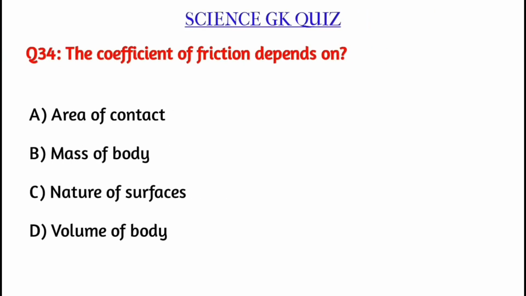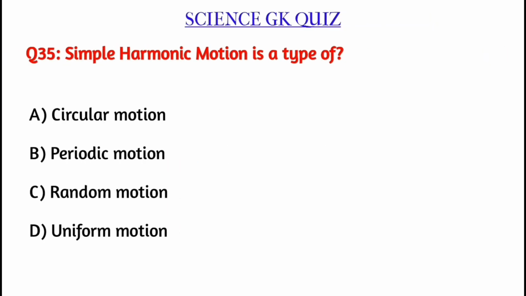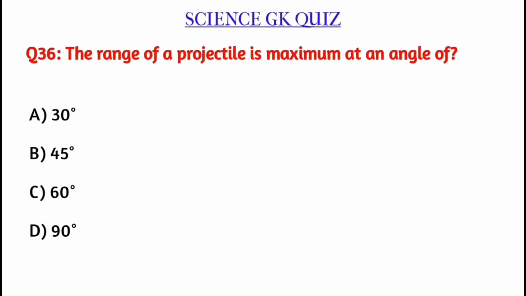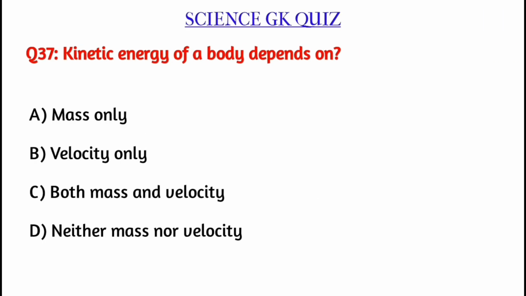Question number 34. The coefficient of friction depends on... answer C, nature of surface. Question number 35. Simple harmonic motion is a type of... answer B, periodic motion. Question number 36. The range of a projectile is maximum at an angle of... answer B, 45 degree.